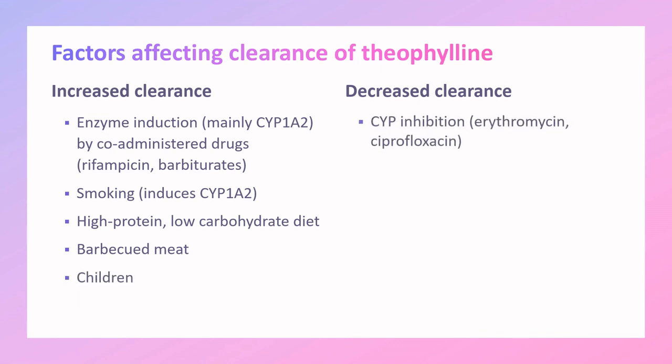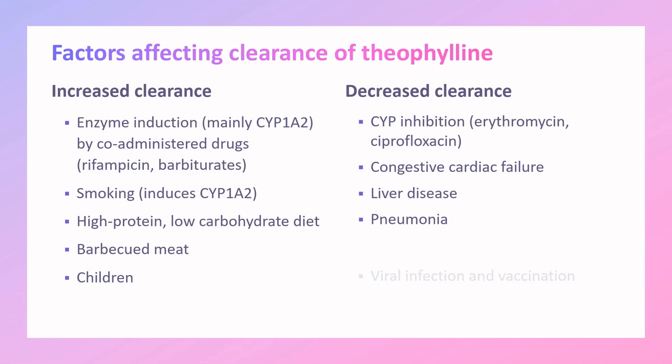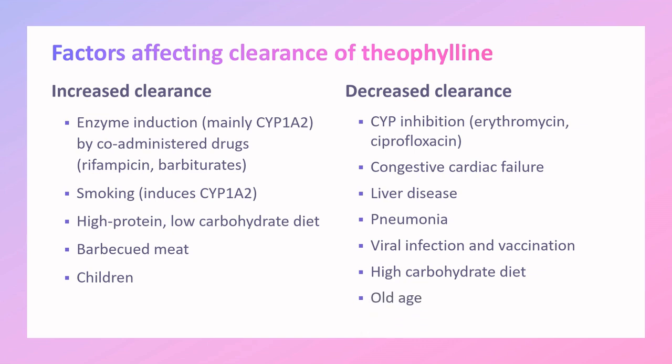So the factors that decrease the clearance of theophylline are obviously enzyme inhibition, and some of the drugs which act as enzyme inhibitors are erythromycin and ciprofloxacin. Others are congestive cardiac failure, liver disease, pneumonia, viral infection and vaccination, high carbohydrate diet and old age.